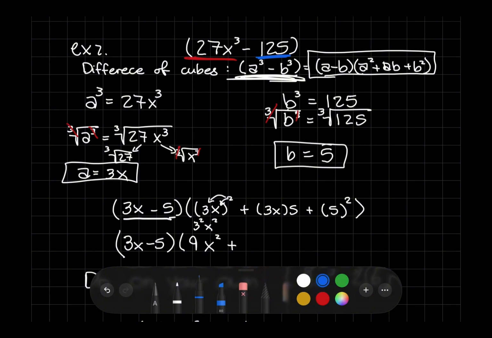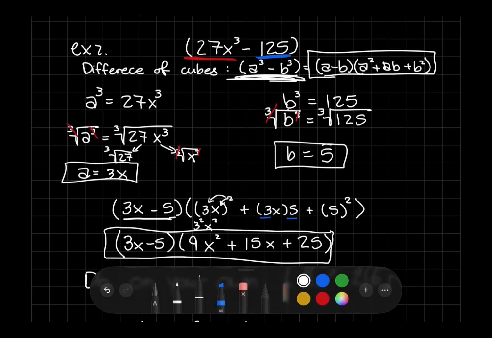Well, we know how to multiply that together. We are just going to multiply our numbers. So what is 3 times 5? That is going to be 15x plus 5 squared is 25. And that is our answer. You are going to find your A and your B. You are going to plug in and then simplify.